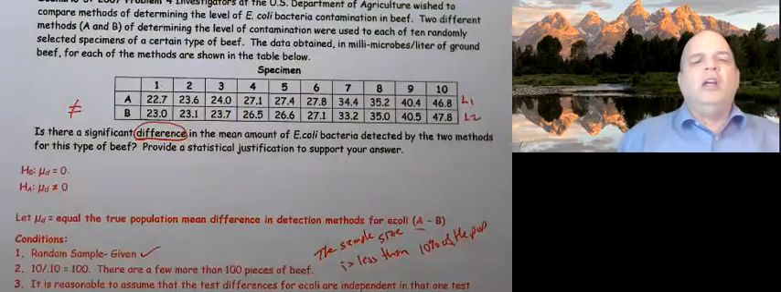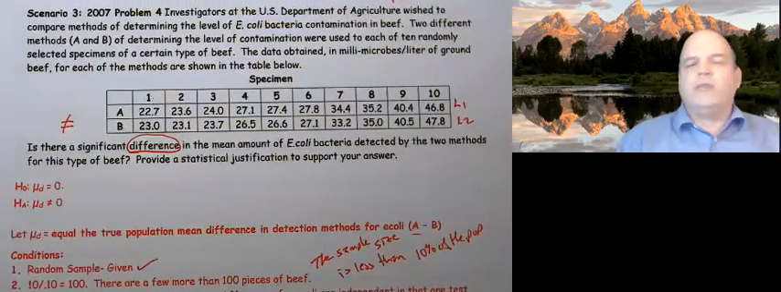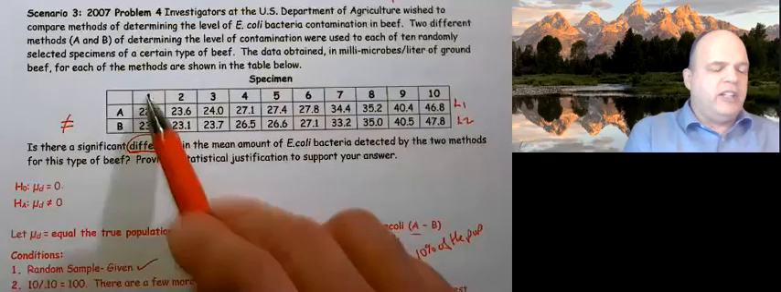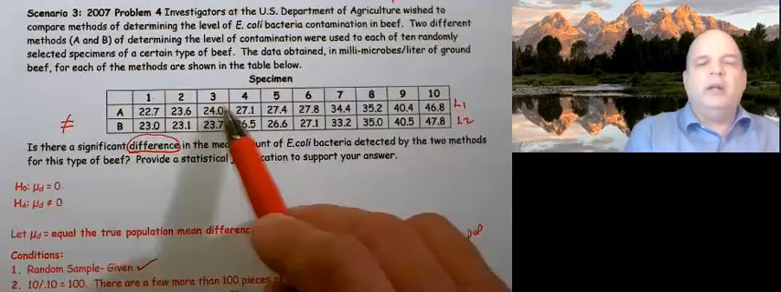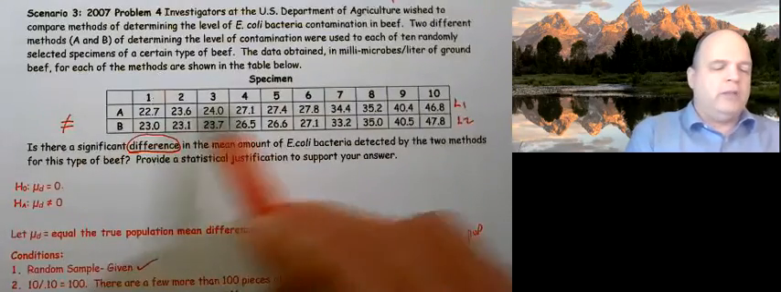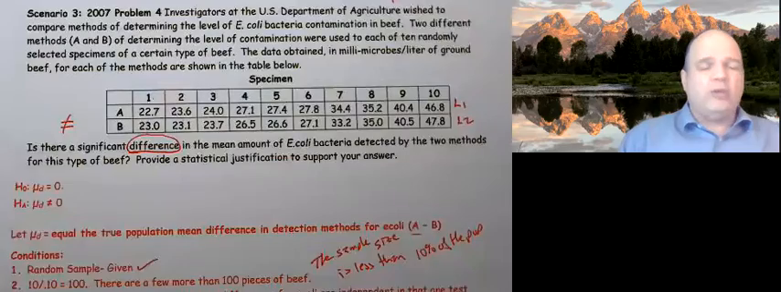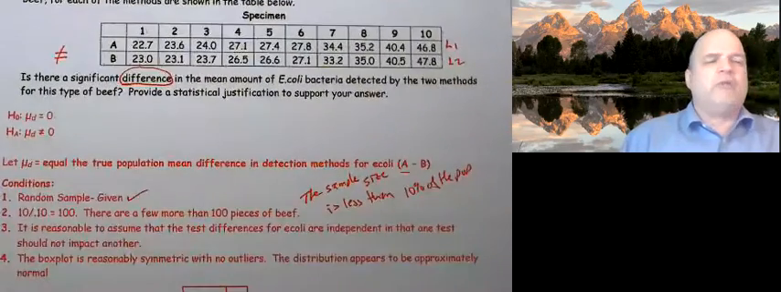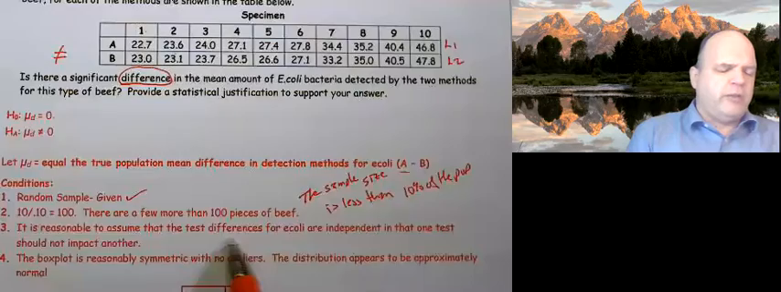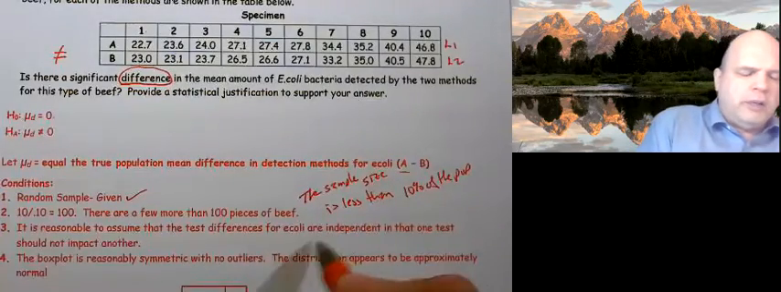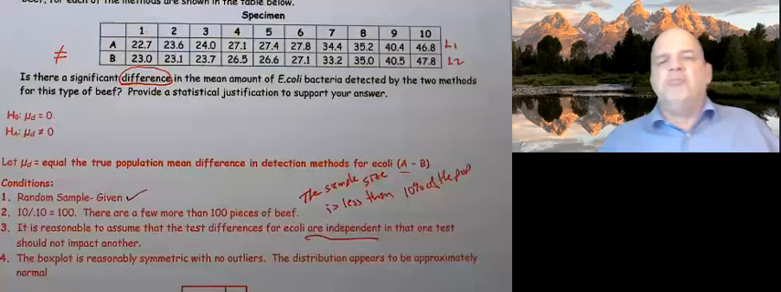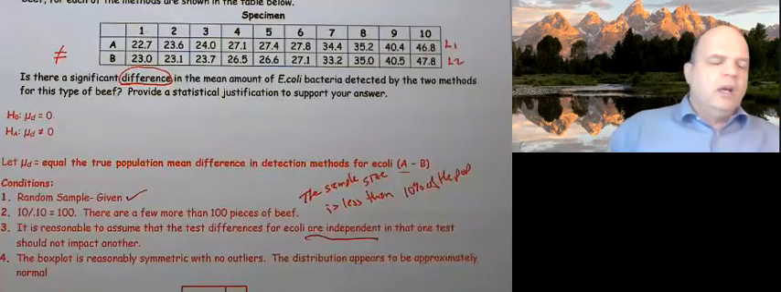The next thing is the new condition, which is differences are independent. Well, I'm going to bet that the detection difference in sample 1 does not impact 3, does not impact 4. So I'm going to say that there is no difference. So it's reasonable to assume that the test differences are independent. That's what we need to say, that they are independent, and that one test should not impact another.